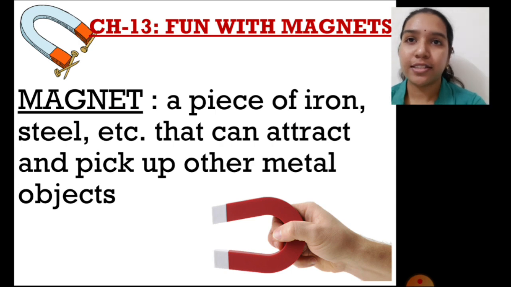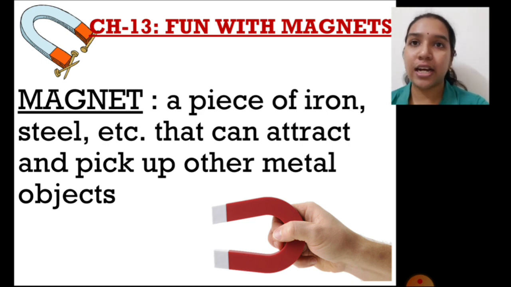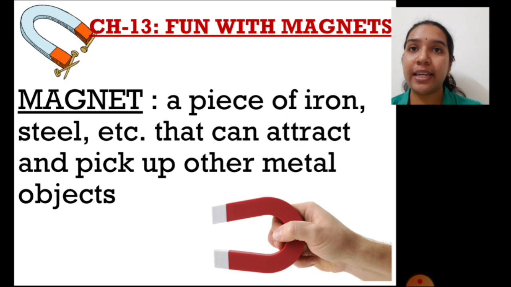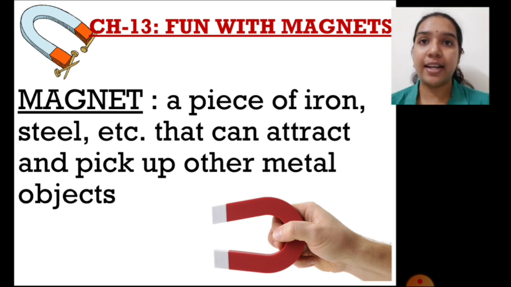First, let us understand the definition of a magnet. What is a magnet? A magnet is a piece of iron, steel, etc. It is a kind of metal that has a property to attract and pick up other metal objects. In the image near the title, you can see a U-shaped magnet. If we call a straight magnet a magnetic bar, a U-shaped magnet is called a horseshoe magnet, as it resembles a horseshoe shape. This horseshoe magnet attracted the nails, which are also made of metals, usually iron. That means a magnet is a piece of iron which attracts other metal objects towards it.